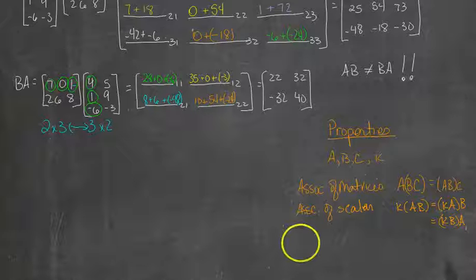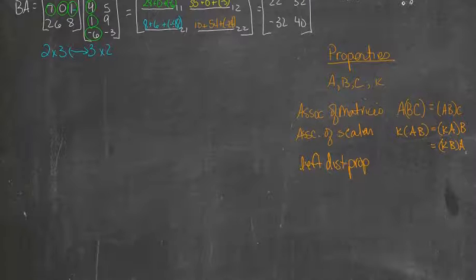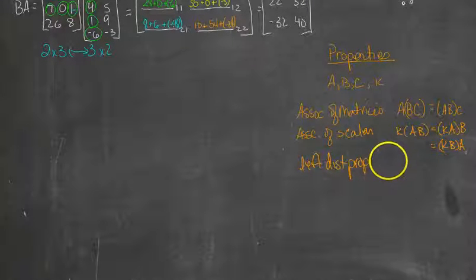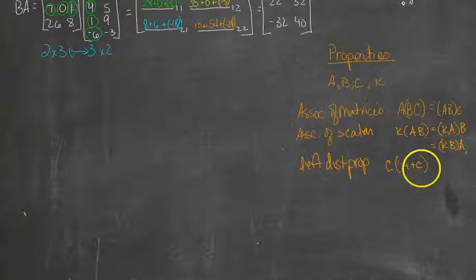There's a left distribution property. And the left distribution property says that if I want to multiply a matrix times the sum of two matrices, that it's okay if I distribute. So I can multiply C times A and then multiply C times B, and I can add those results together. So it's a distribution property for matrices.